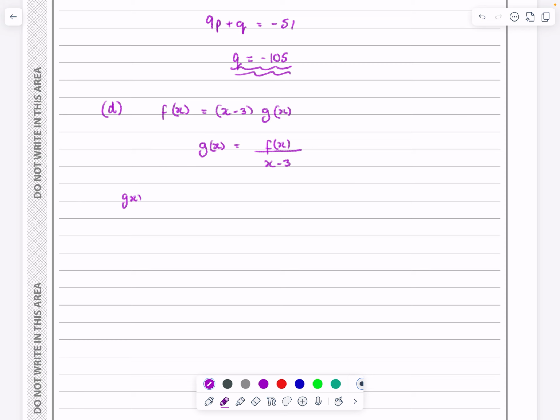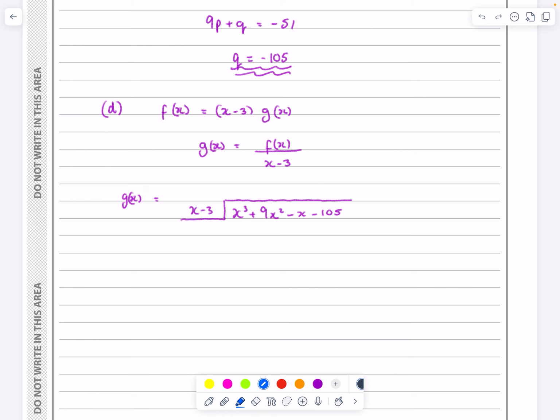So g(x) is going to equal f(x). Now, what was f(x)? f(x) is the x cubed. Now, remember, we know what p and q are now, so that function now is f(x). So it's all divided by x minus 3, and that will give me my g(x). So, in effect, I've got to do algebraic long division. I'll go through this process and explain how the algebraic long division works. So we say, how many times does x go into x cubed?